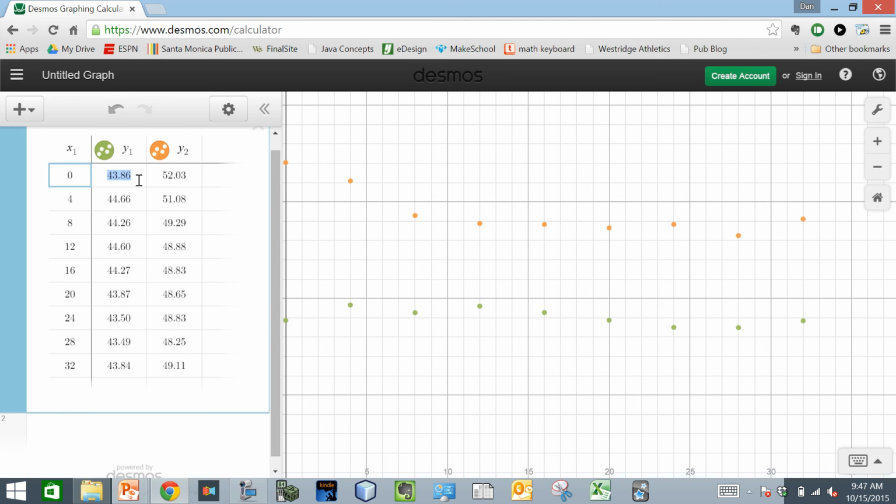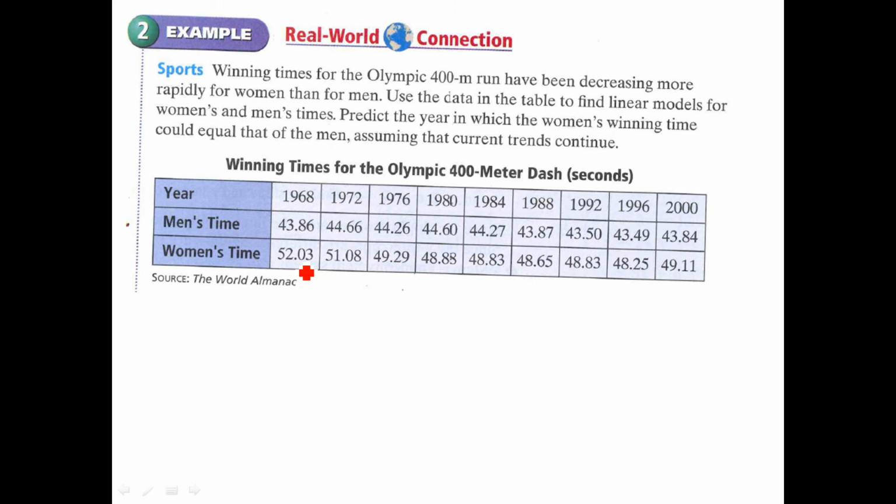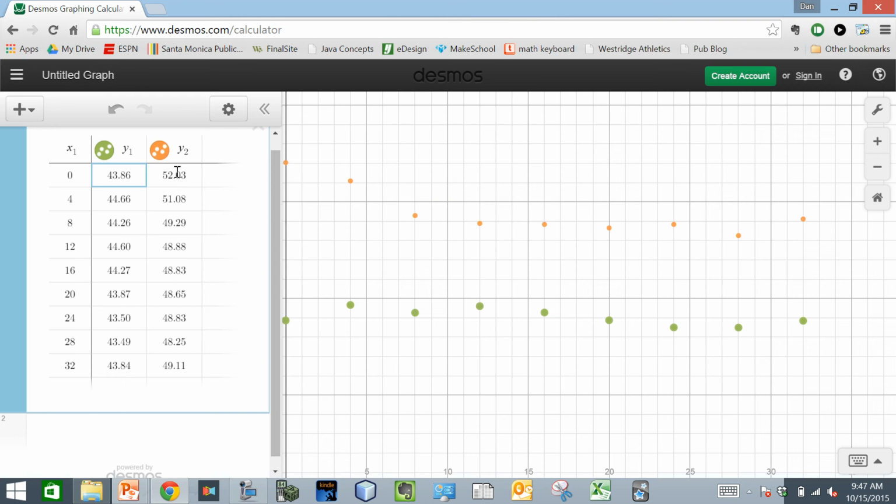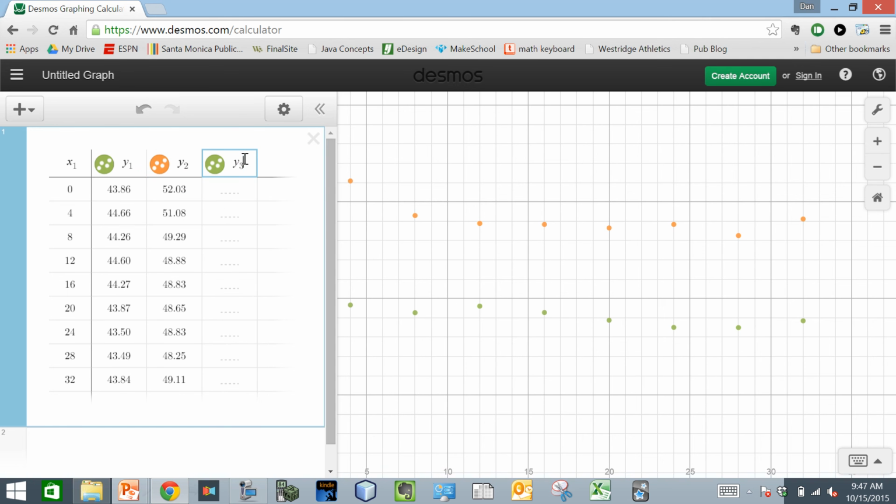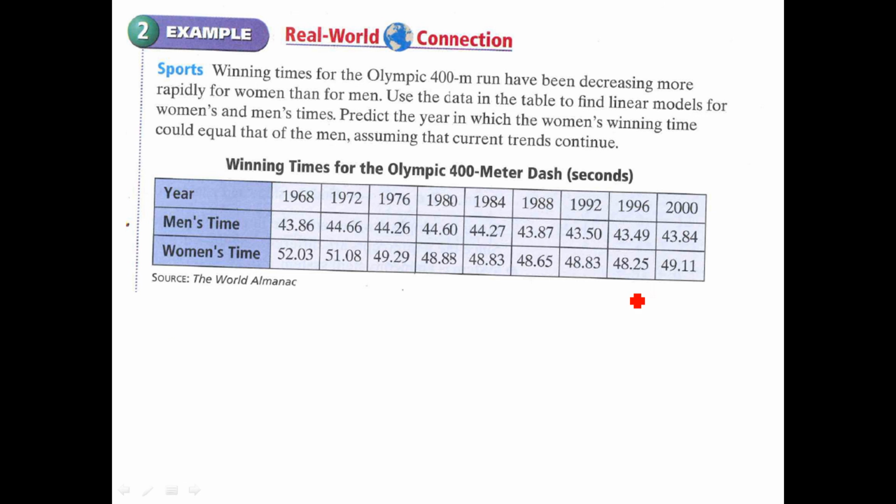In 1968, men ran the 400 meters in 43.86 seconds, and the women ran it in 52.03. We've got that in here. To get this, all I did is I moved over, clicked, and typed Y2. If I wanted a Y3, I could go in here and type Y3 and then put it in there. Don't want that. I'm going to get rid of it. All right, so type in your table, pause the video if you need to, and type that table into Desmos.